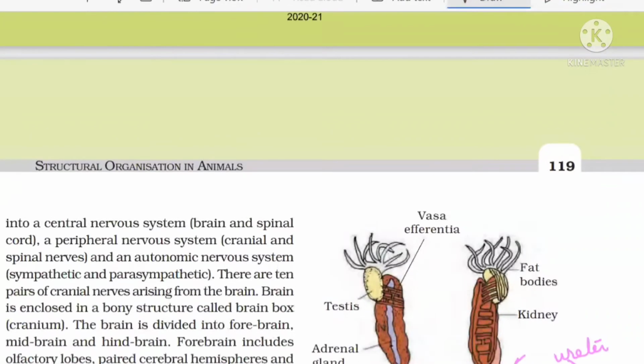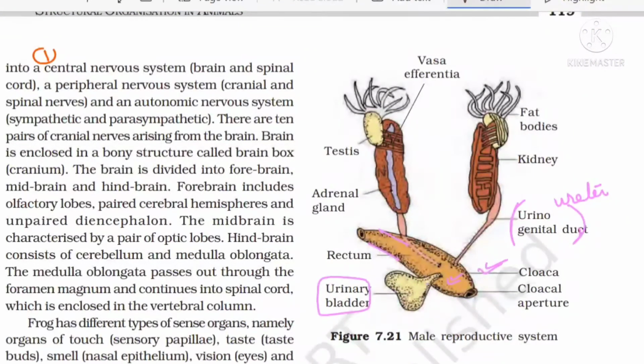Now the nervous system. If you see carefully, beta, the nervous system: CNS, including brain and spinal cord, PNS, including cranial and spinal nerves, and ANS, including parasympathetic and sympathetic nervous system. So sometimes when they ask the question, whether the sympathetic nervous system is a part of CNS, PNS, or ANS, and they don't mention whether we are talking about the frog or the human, that time this answer will be correct: it is a part of the ANS. If they mention human, then we have to think separately. Is it clear? There are 10 pairs of cranial nerves.